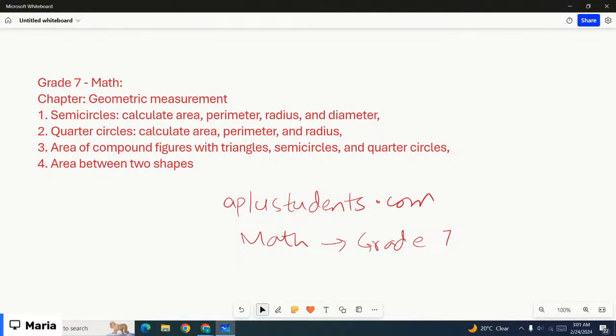We're going to start with the chapter geometric measurement, and the lessons we are going to cover today are semicircles, calculate area, perimeter, radius and diameter; quarter circles, calculate area, perimeter and radius; area of compound figures with triangles, semicircles and quarter circles; and area between two shapes. So please make sure you have your notebook and pencil so that you can note down the important examples and definitions as well.